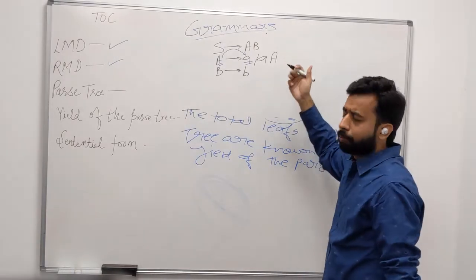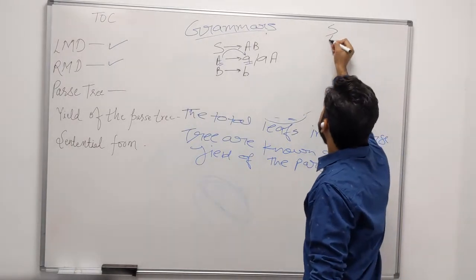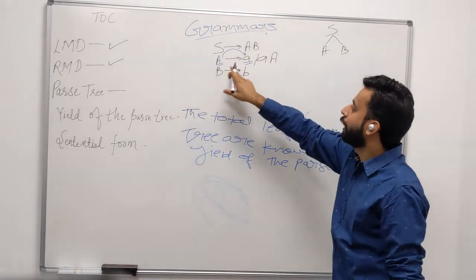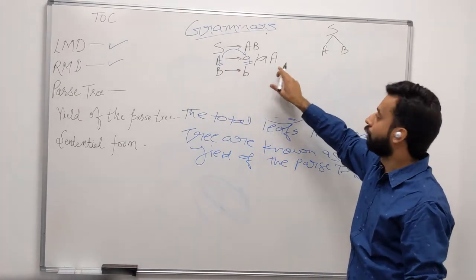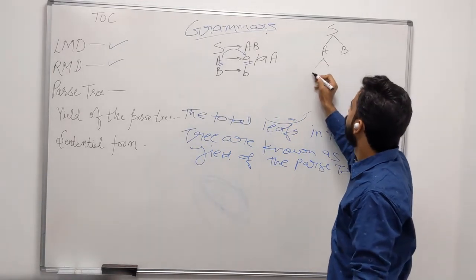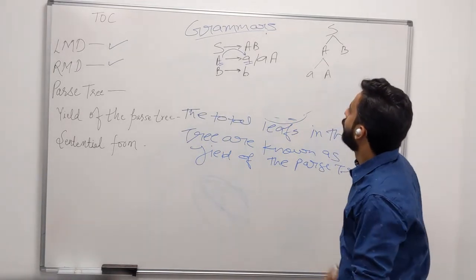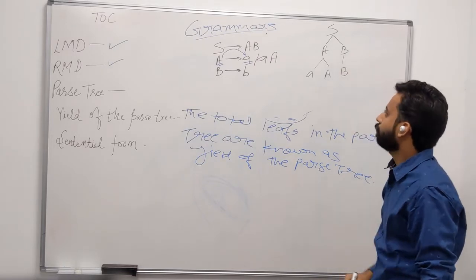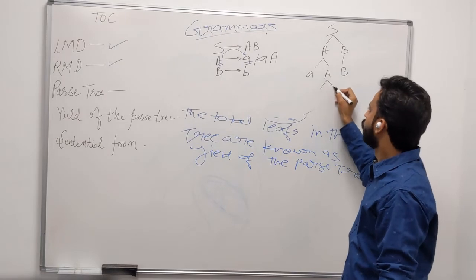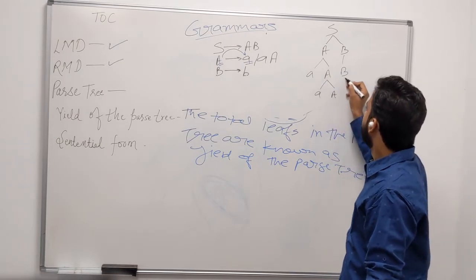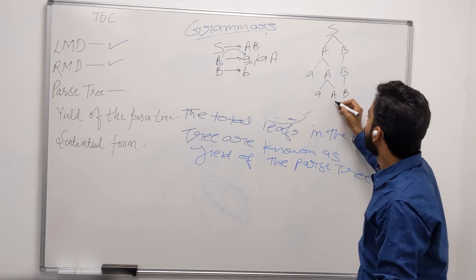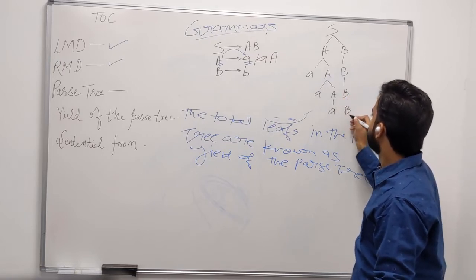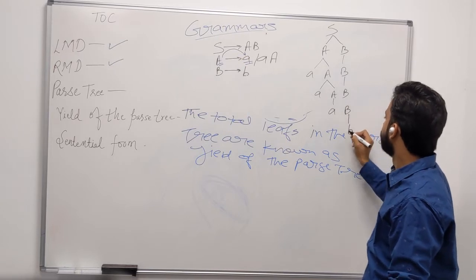So I am deriving any random string from this grammar. Let us say S is giving capital AB. Now you can replace A either by small a or by small a capital A. So I am doing this production here, small a capital A, and my B is as it is. I can again replace this small a by small a capital A, my B as it is. And now I am replacing this A by small a, my B is as it is, and now I am replacing this B by small b.